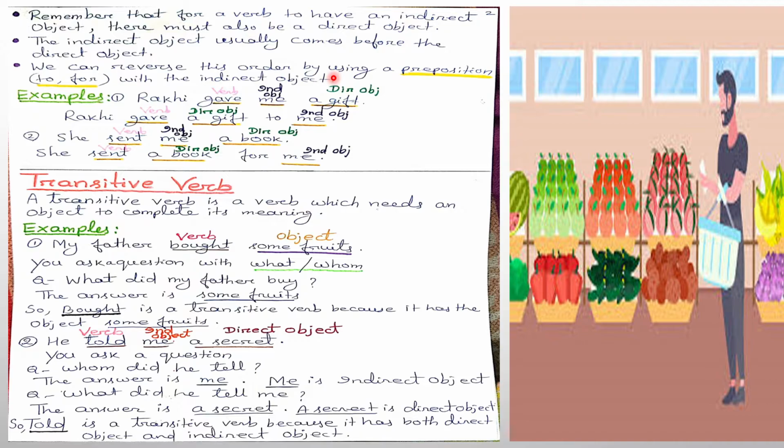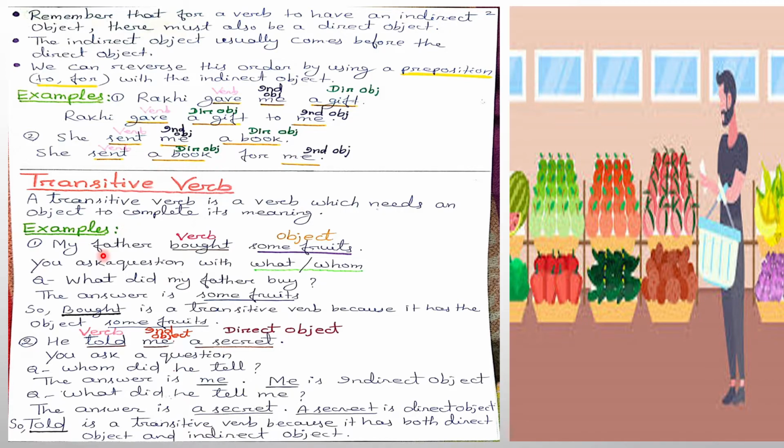Here are some examples. Rakhi gave me a gift. Rakhi gave a gift to me. In the second sentence, we use the preposition to. That's why the position of direct object and indirect object changed. Second example, she sent me a book. She sent a book for me. In the second sentence, we use the preposition for. That's why the position of direct object and indirect object changed.